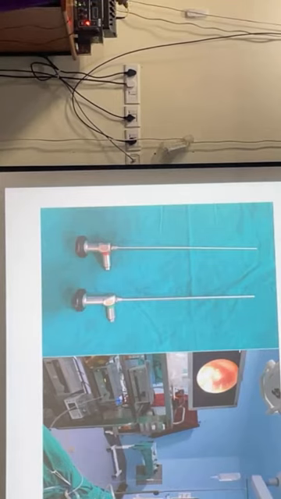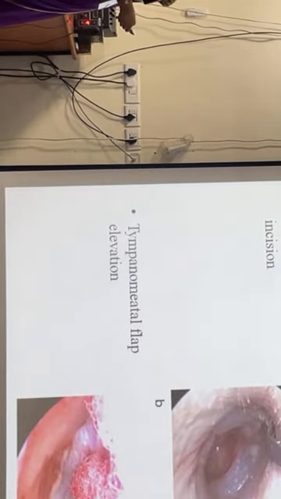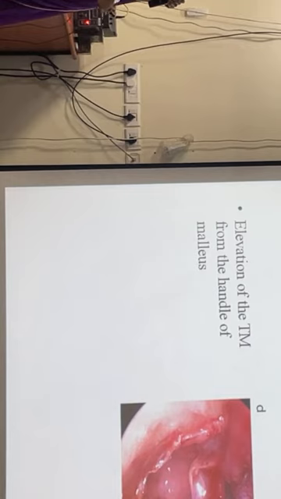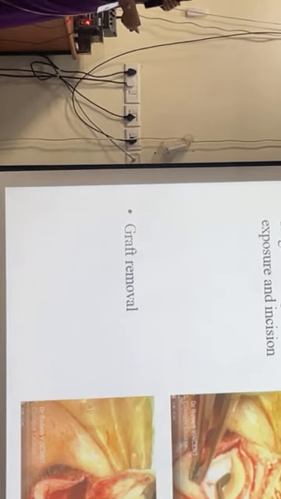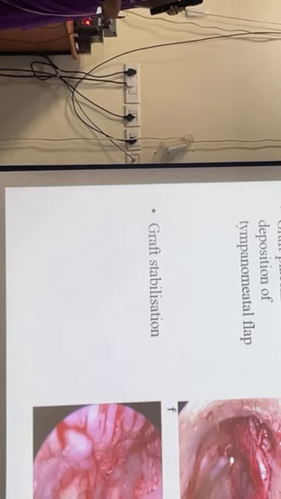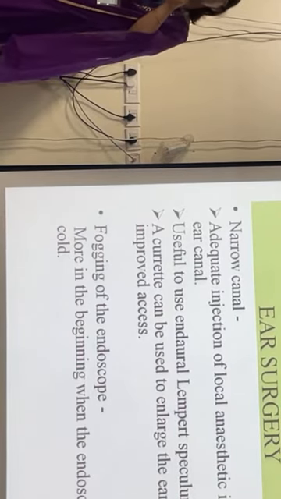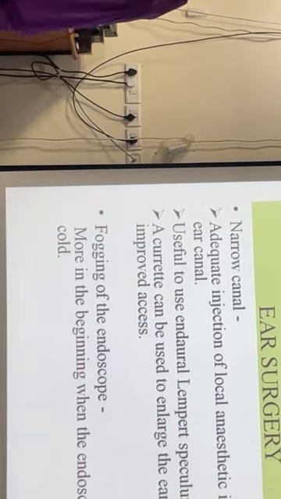Now seeing the steps of the endoscopic tympanoplasty: freshening of the margins of the perforation, raising of the tympanomeatal flap by giving the incision, elevating the flap beyond the handle of malleus, maybe the tragal cartilage graft or perichondrium for grafting, and ultimately graft placement and stabilization. When comparing the transcanal microscopic approach with the endoscopic approach, we may not find any difference till the time we are raising the flap. But once we enter the middle ear, we can see the difference and appreciate it.